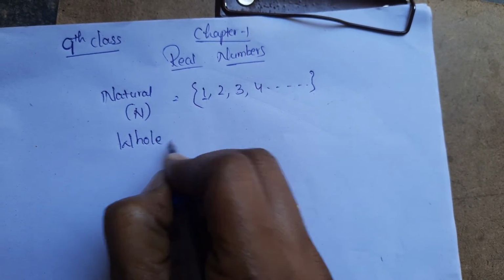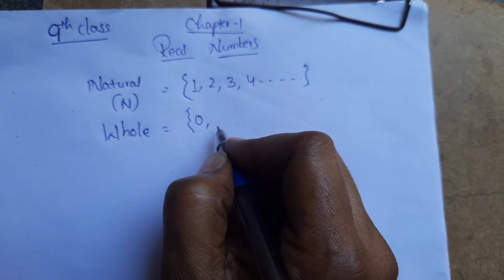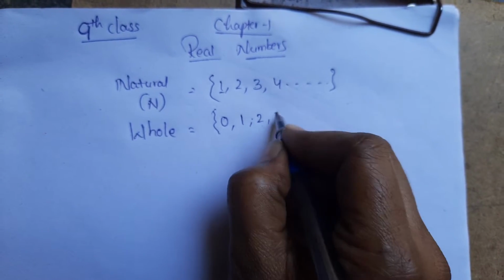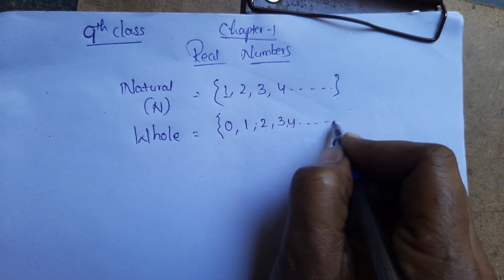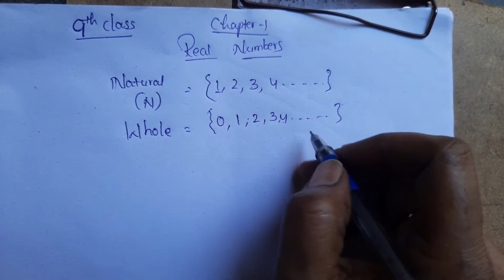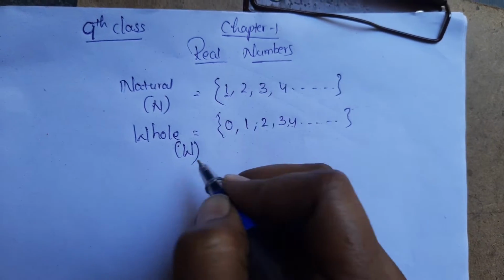Next, what are the whole numbers? If we include 0 to the natural numbers, 0, 1, 2, 3, 4 and so on, these numbers are called whole numbers. We already know all these; in previous classes we learned about these numbers.